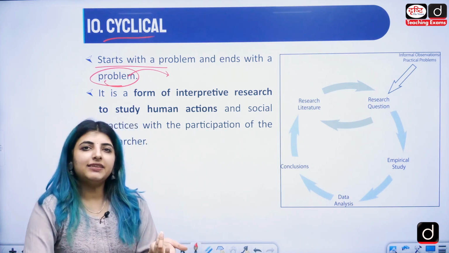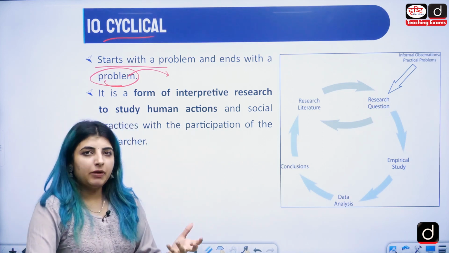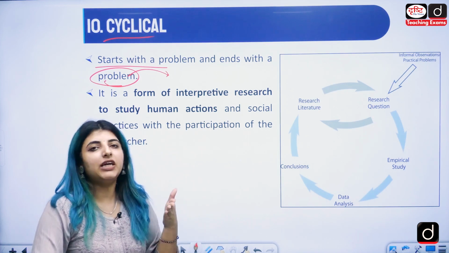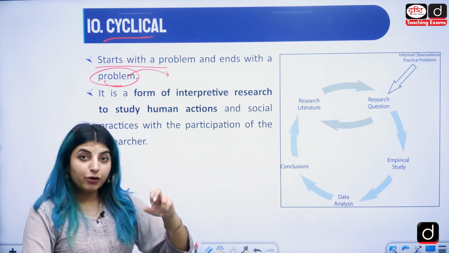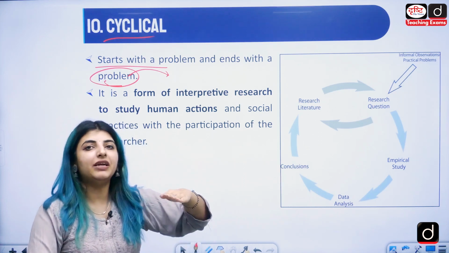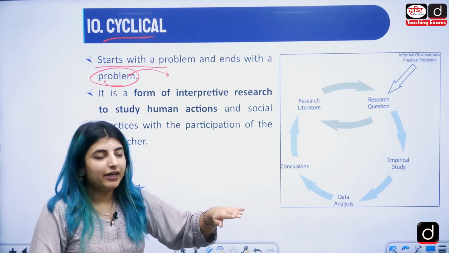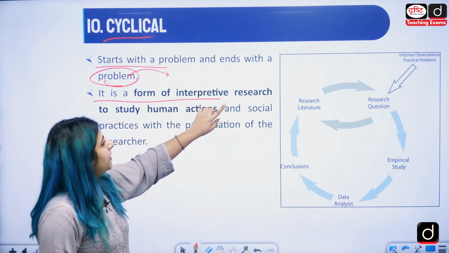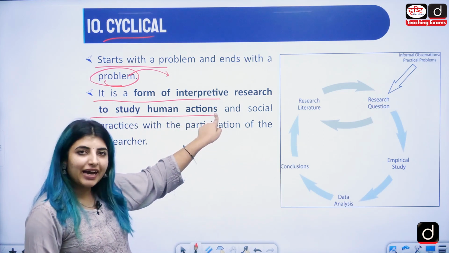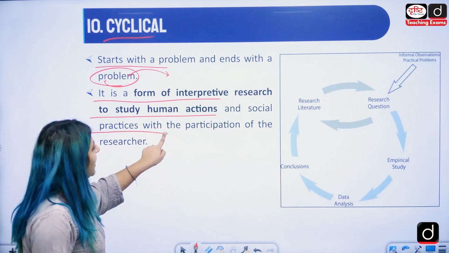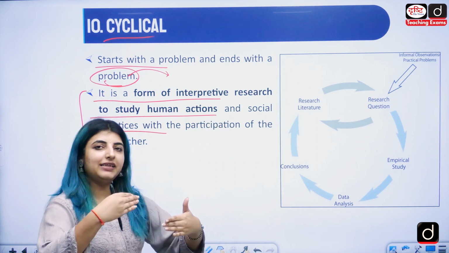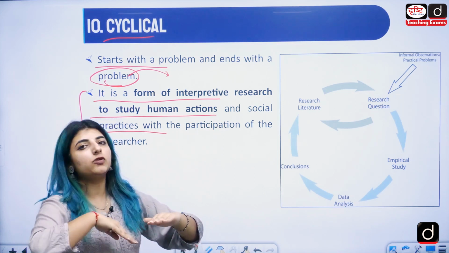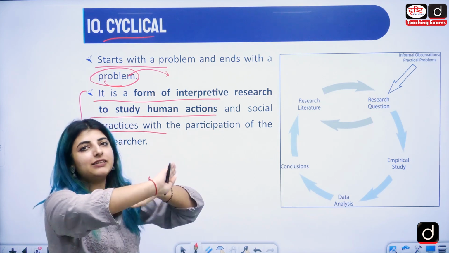Now this problem would be a problem for the upcoming researcher. The upcoming researcher, maybe let's just say आपने कोई भी paper लिखा है, there are certain things which are left in your research paper that the other person is going to take up. Correct? Because research is also something about filling the gaps between things. Correct? So it's a form of interpretive research to study human actions and social practices with the participation of the researcher, because you are participating, the other person is also participating, cyclically it's moving.